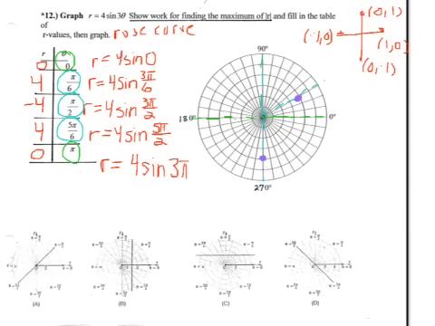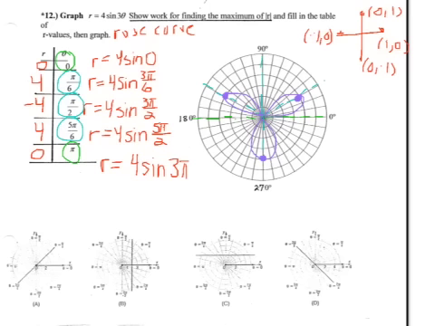Okay, and then finally, at 5 pi over 6, I have a point at 4. So 5 pi over 6, about right there. And I'm going to go up 4. So about right there. All right, and now I'm ready to draw my petals. So I have a petal right there, petal right there, and one more petal right there. And that is my rose curve.